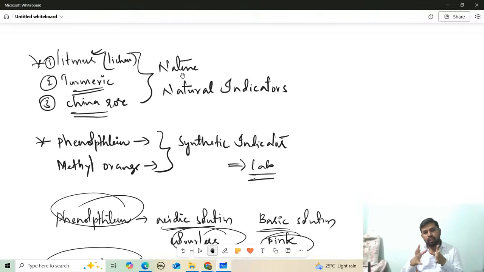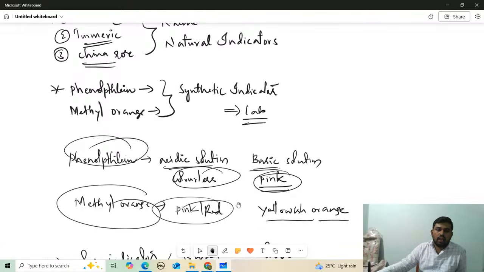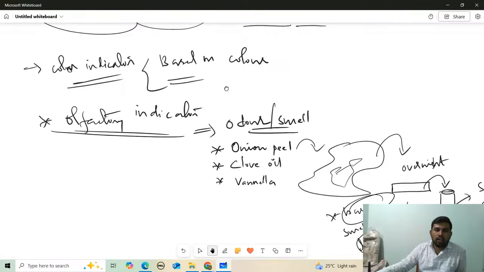Similarly, china rose indicator also comes under natural indicators. It shows magenta, or pinkish red, in the acidic medium. If it is basic medium, it will show green color. Phenolphthalein indicator will show colorless in the acidic medium and pink color in basic medium. Methyl orange will show pinkish red in the acidic medium and yellowish orange in the basic medium.